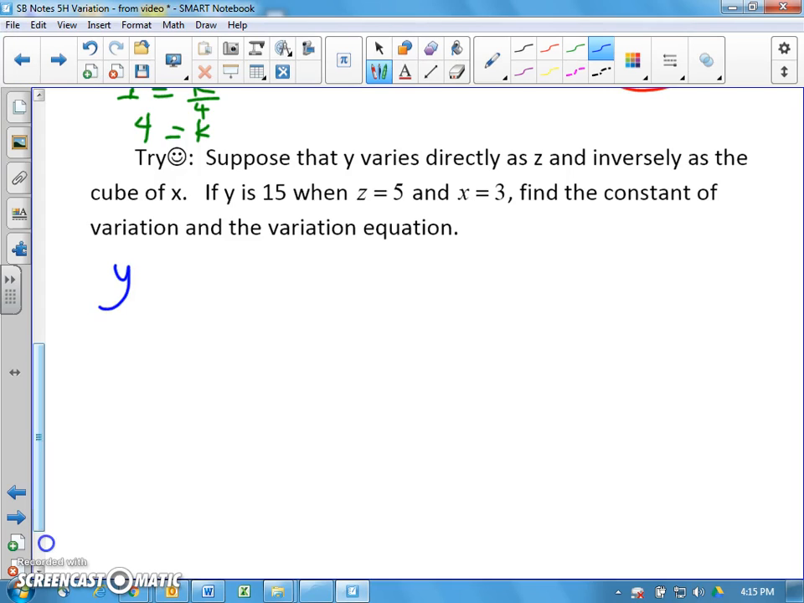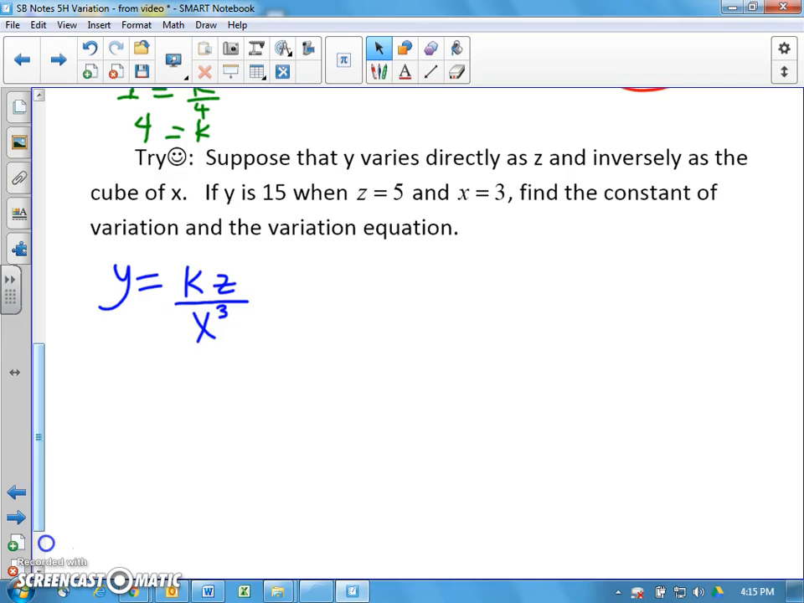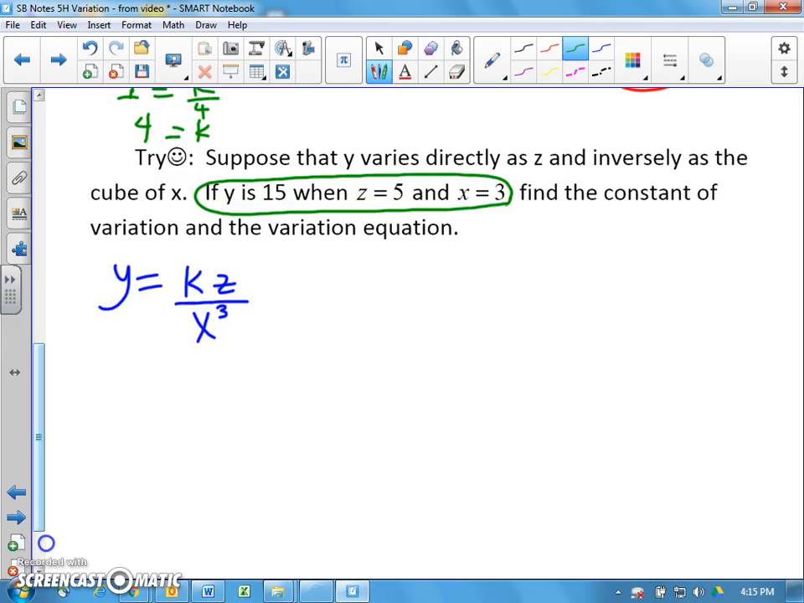Suppose that y varies directly as z and inversely as the cube of x. This is what your general form should look like. Then we're going to use that complete set of information to find our constant of variation. So y is 15 when z is 5 and x is 3. Okay? So if I go to simplify this, I'm going to have 5k over 27. So basically to solve, I'm going to have to multiply by 27 and divide by 5.